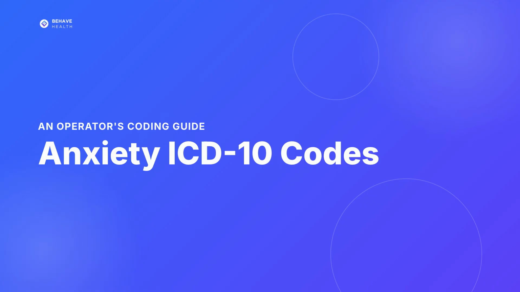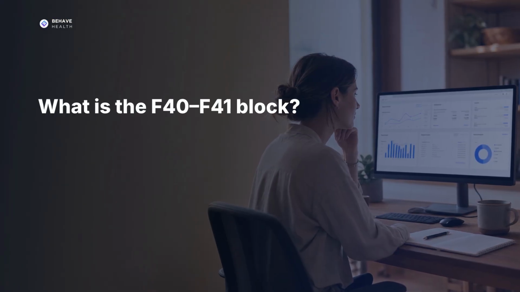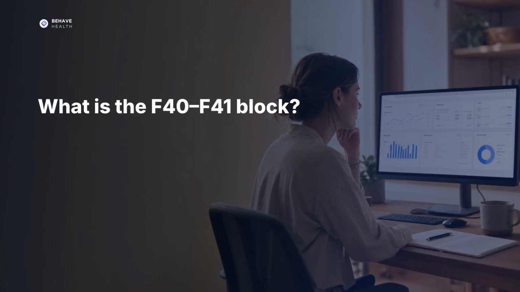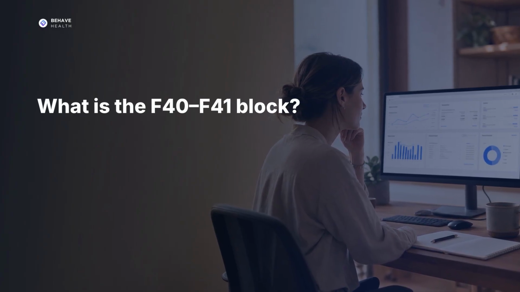Here is the documentation and billing reference for owners, billers, and operators. We cover the common F40 to F41 codes, the documentation that supports them, and the audit risks of getting them wrong. Anxiety disorders fall under ICD-10-CM category F40 to F41, phobic anxiety disorders and other anxiety disorders.